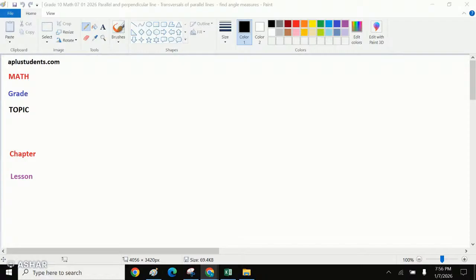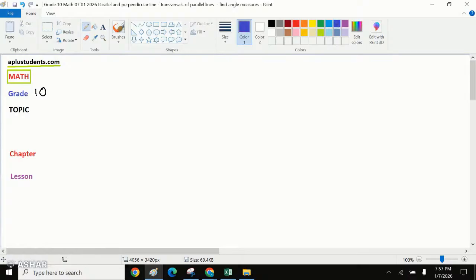Welcome to the class. The first thing that you need to do is log into aplusstudents.com. Once you have logged into the website, you connect to maths because we would be studying maths today, and your grade level is grade 10s. Kindly go to your grade level.